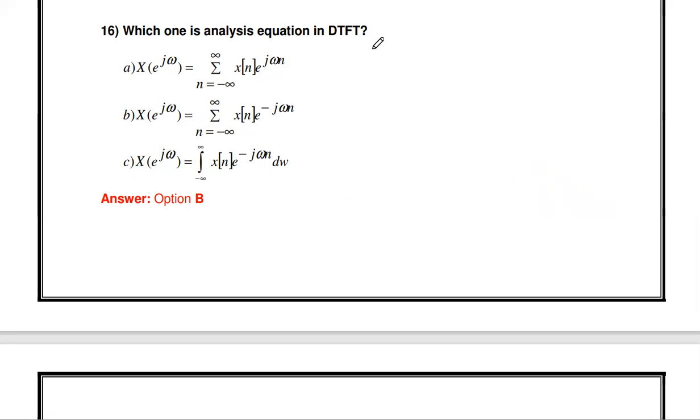So that is the DTFT formula, called the analysis equation. Which one? Capital X of e power j omega equals summation n equals minus infinity to infinity x of n e power j omega n. This is not correct. This one is correct, that is e power minus j omega n. This is the DTFT analysis equation.